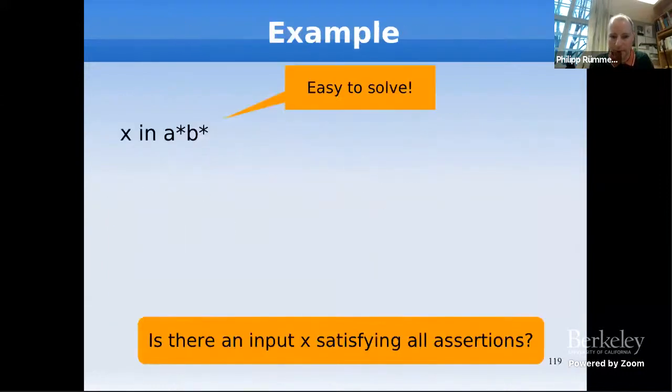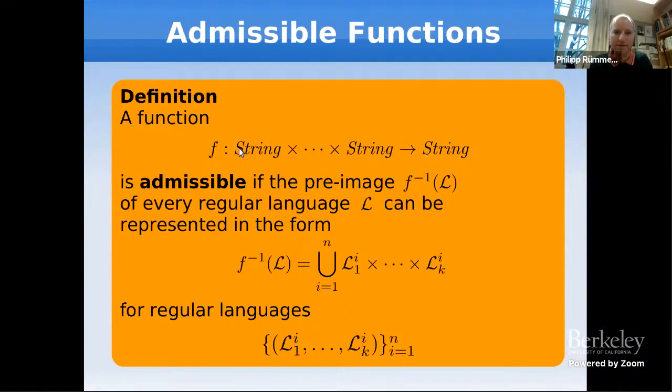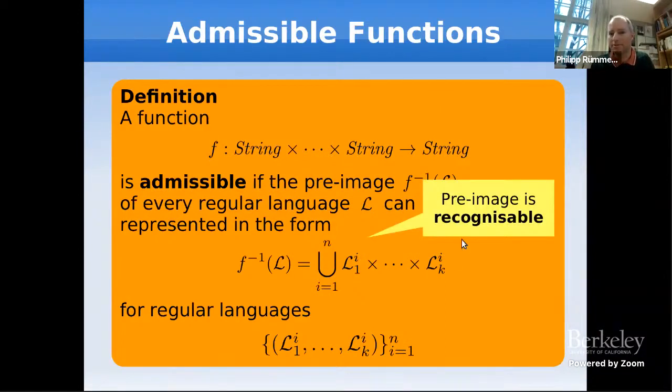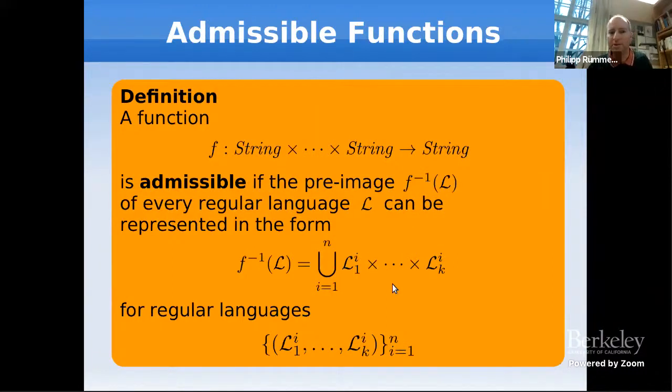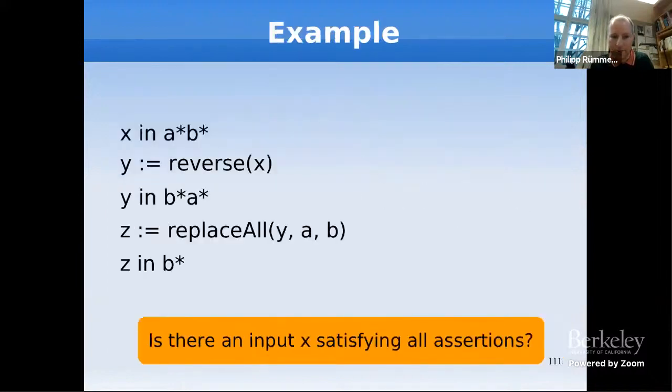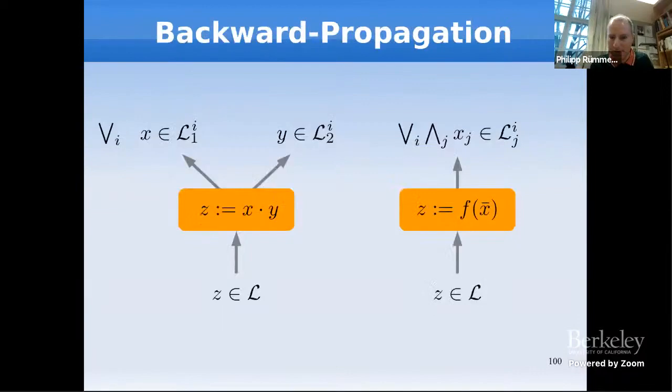I am not following exactly the structure of the slides, but we call functions admissible whenever the pre-image of regular languages L can be represented in this form: a finite union of Cartesian products of regular languages. And if you know about transducers, then you will also know that this shape is called recognizable. So a function is admissible whenever the pre-images of regular languages are recognizable relations. Right, so now I should jump back because I actually skipped all the interesting parts.